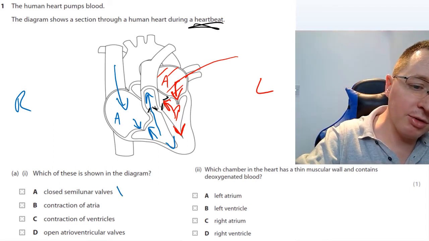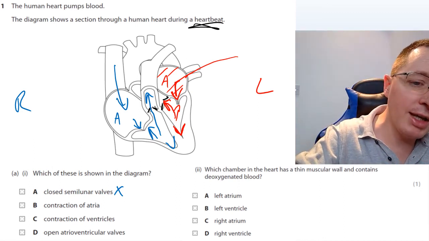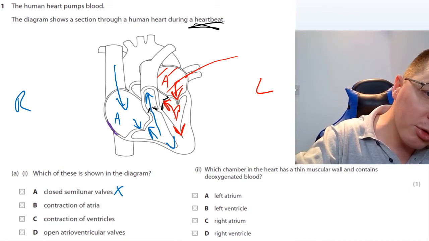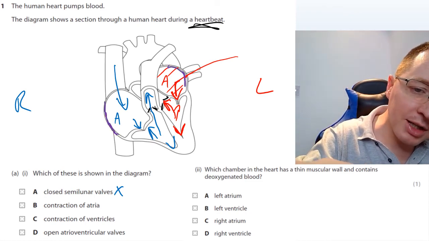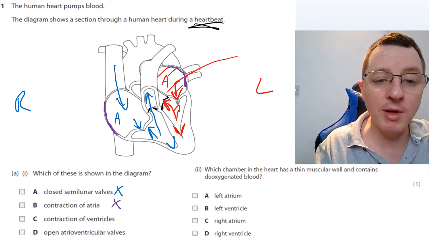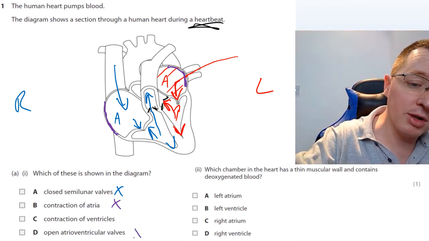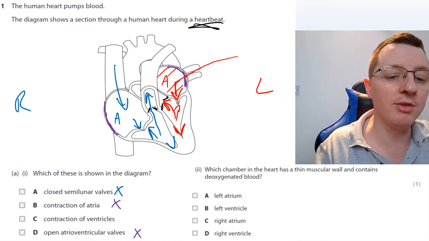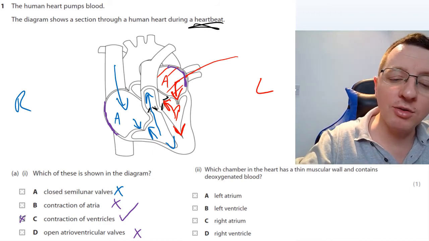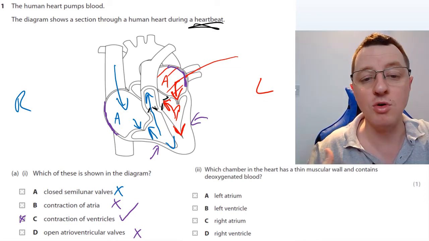So it can't be this because semilunar valves are not closed. We're not seeing contraction of the atria because the thinnest muscle wall here, this very thin muscle wall, isn't contracting on either atria, on the left or the right. So it's not the contraction of the atria. As we've already mentioned, the atrioventricular valves, the AV valves, are closed, so it can't be that. So the only correct answer is contraction of the ventricles. Here is the correct answer. And you can see that because the muscle walls there are contracting and moving in.